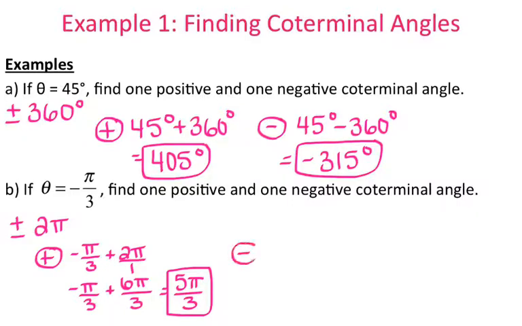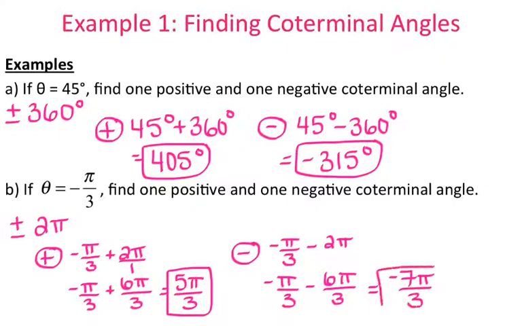For a negative coterminal angle, I'm going to start with negative pi over 3, but now I'm going to subtract 2 pi. And again, I need a common denominator since I'm adding and subtracting fractions. 2 pi is 6 pi over 3, because 6 divided by 3 is 2, and then that gives me negative 7 pi over 3. So my negative coterminal angle for negative pi over 3 is negative 7 pi over 3.